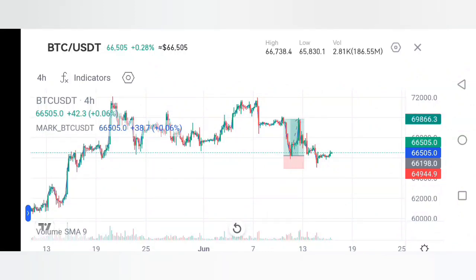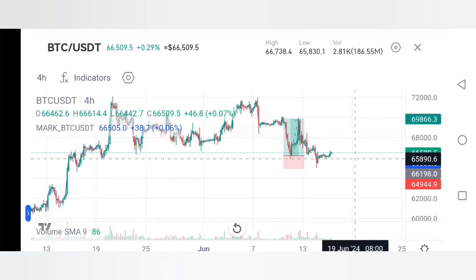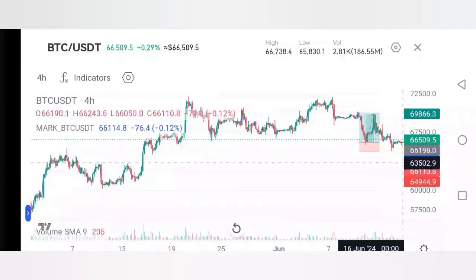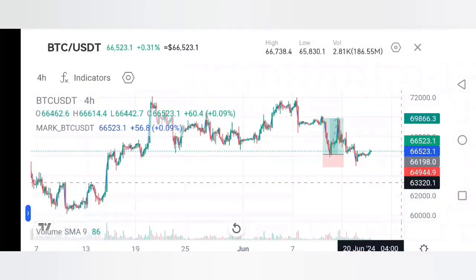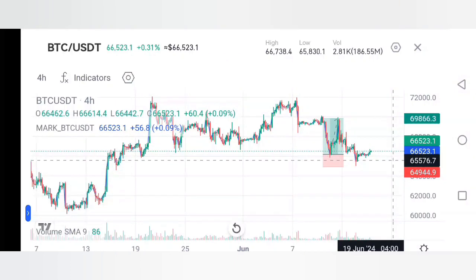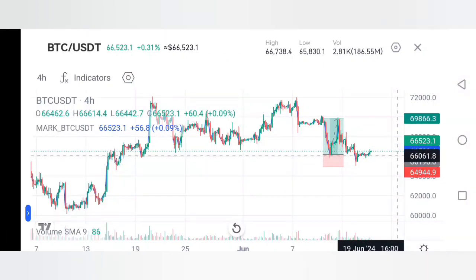So there hasn't been any breakout of this range, because if you look at the chart, you see there's a very strong resistance or very strong support at this $65,000 to $66,000 range.